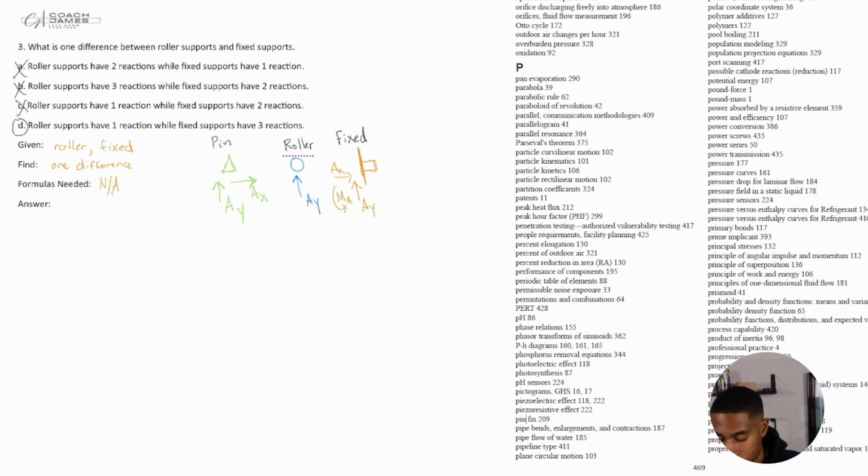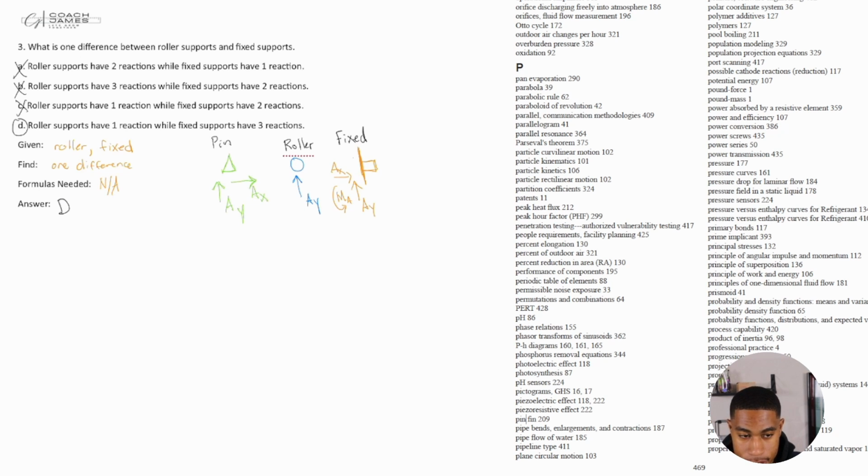One reaction for a roller, three reactions for a fixed support. So we get D here. So with prior knowledge, this should become easy and natural to you the more practice that you do with supports. I mean, you're always drawing AX, AY, moments about those points and trying to figure out what your values are there.